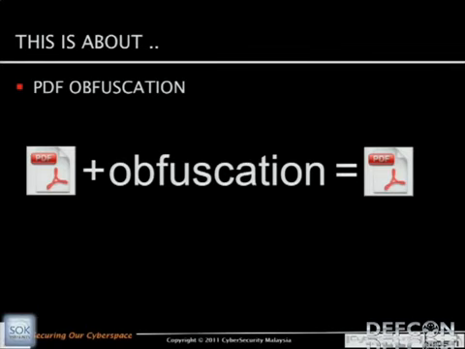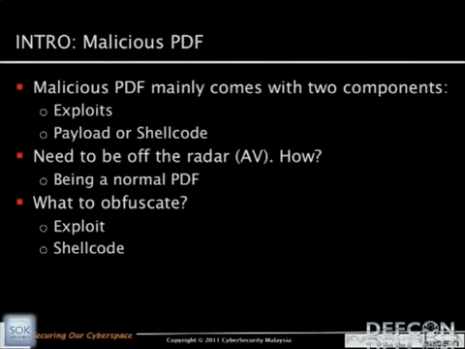Obviously, there are many reasons for that. Malicious PDFs mainly come with two components. The first one is the exploit, and the second one is the payload itself, or shellcode rather. The main reason, like I mentioned, is the need to stay off the radar. Obviously, you need to look like a normal PDF. You cannot look malformed, because if you do, you raise a red flag for any security product for detection.